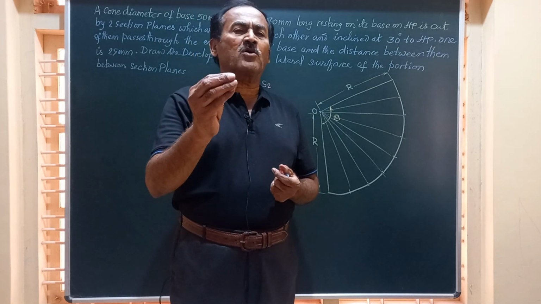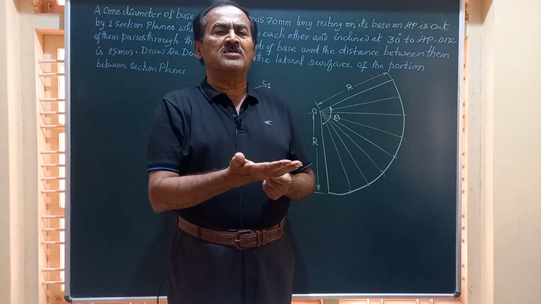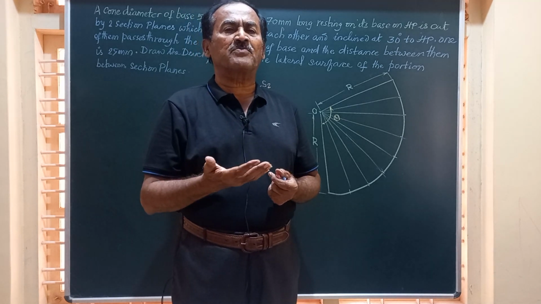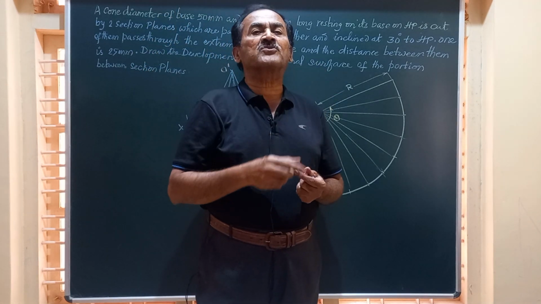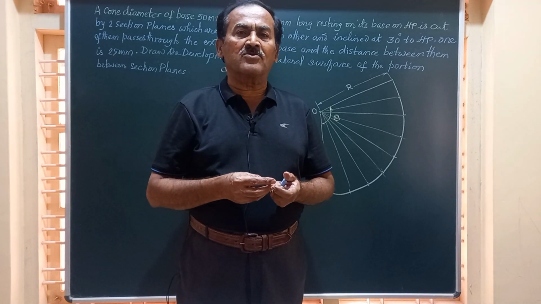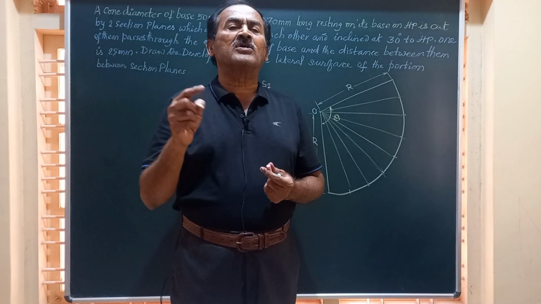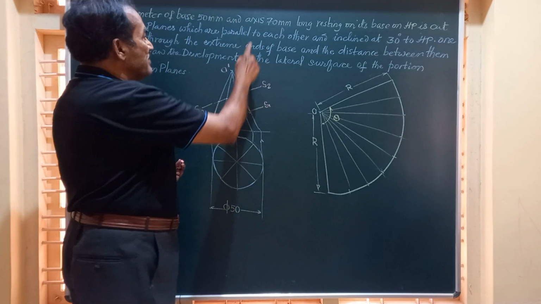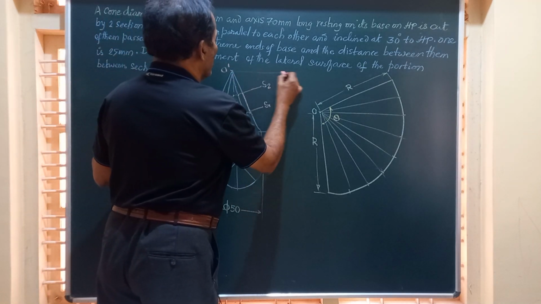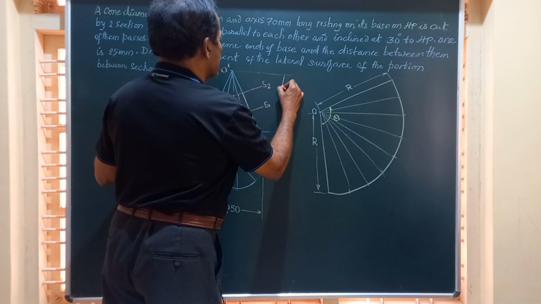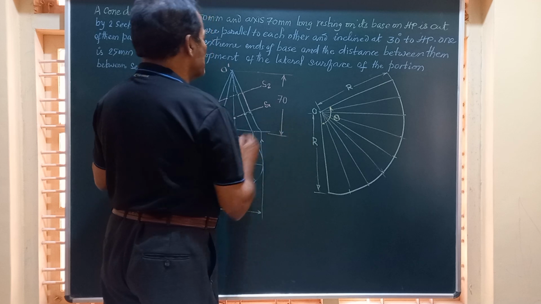Friends, in any problem on these cones, we place the cone on HP such that the base is in contact with HP and it is seen as a circle in the top view, whereas the front view is going to be a triangle. So in this problem, I am going to draw the top view of the cone, a circle of diameter 50 millimeter, and the height is given to be 70 millimeter. So I am going to mark a line here and say the height as 70 mm. So this is the height of the solid.